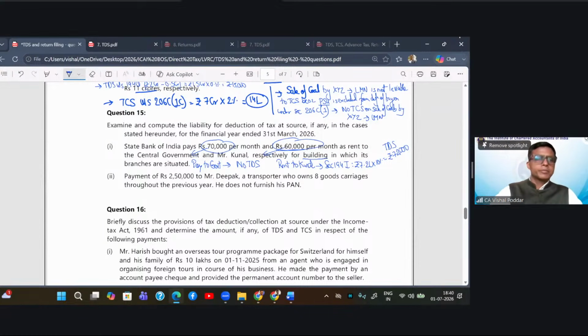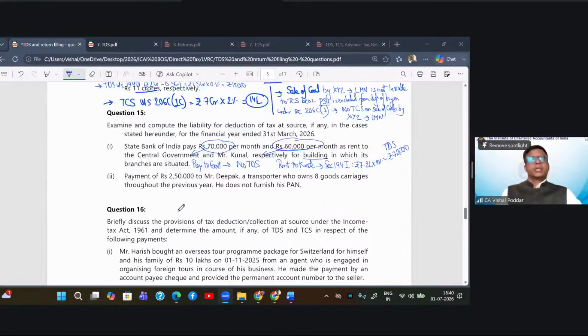Clear, students? Yes, you're right, Garva. So in case of 194I, TDS will be deducted on the date of payment or credit, whichever is earlier. In case of 194IB, whenever that matter comes, the TDS is to be deducted annually. You are correct, Garva. Clear, students? Should we proceed?